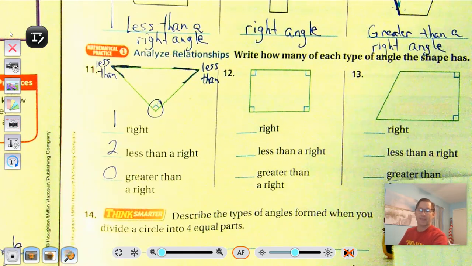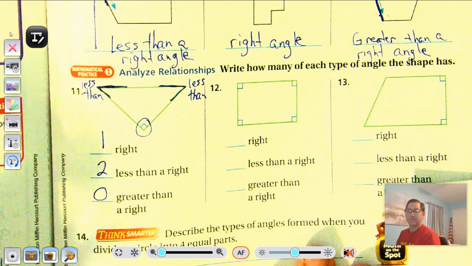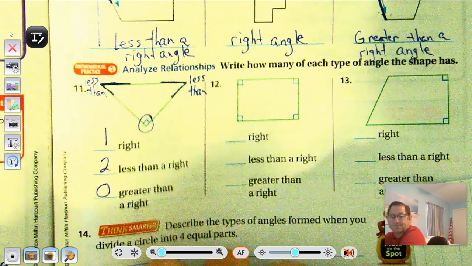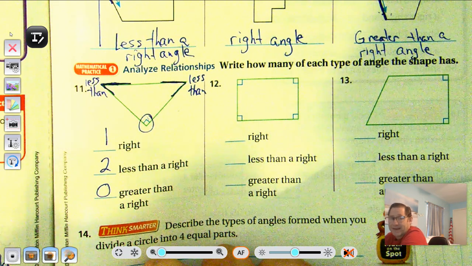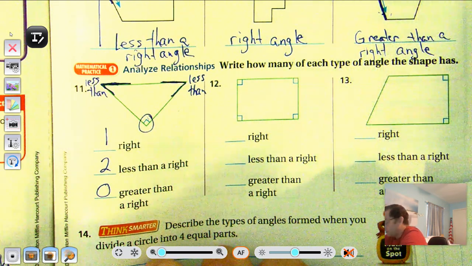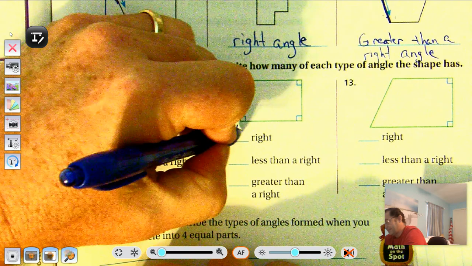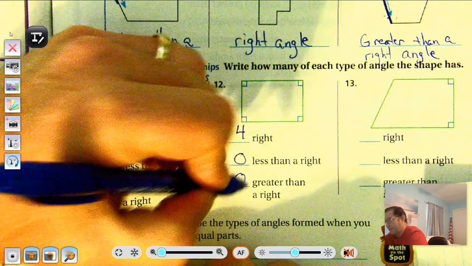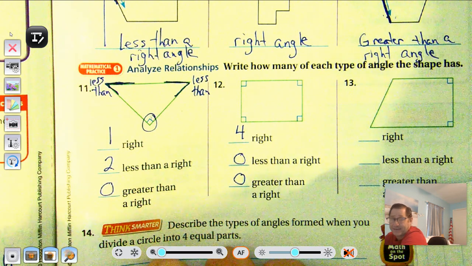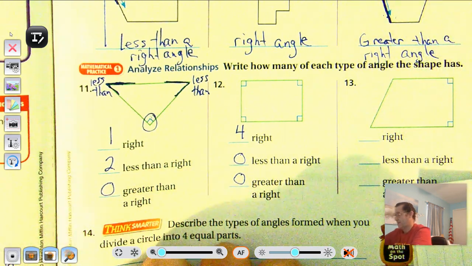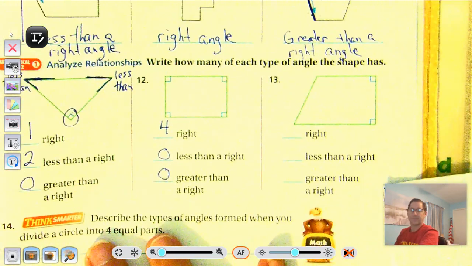All right, now number 12. That's a fairly simple one, right, guys? A rectangle also must have 4 right angles. So this is a rectangle. It has to have 4 right angles. It only has 4 angles, so it can't have any less than a right, and it can't have any greater than a right.